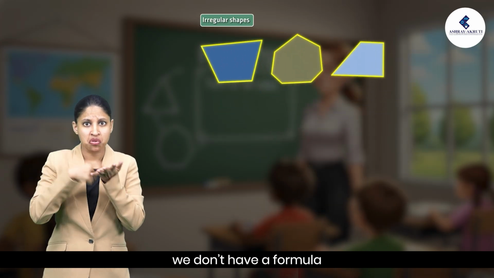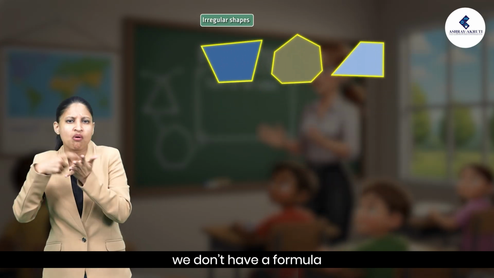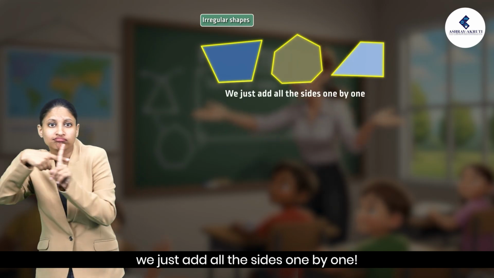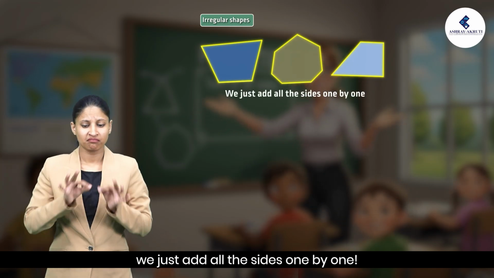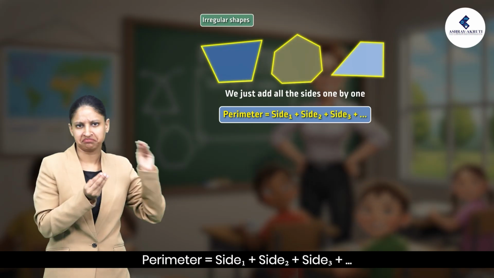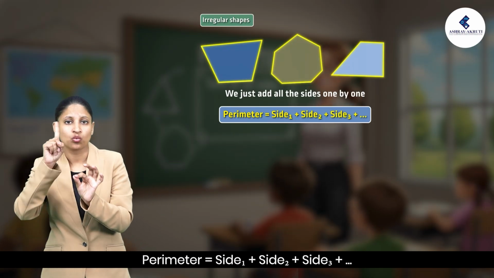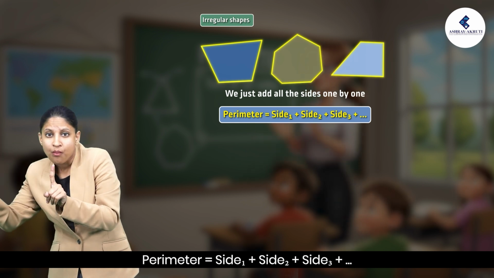For these, we don't have a formula. We just add all the sides one by one. Perimeter is equal to side 1 plus side 2 plus side 3 and so on.